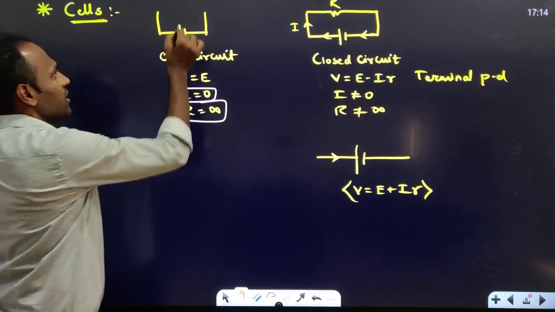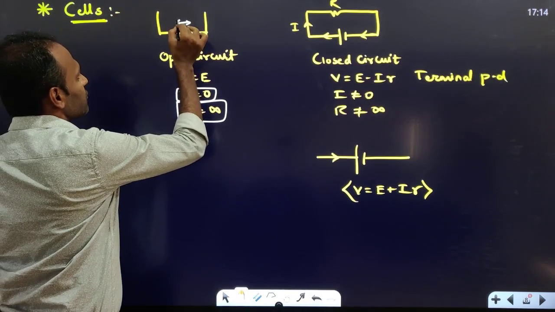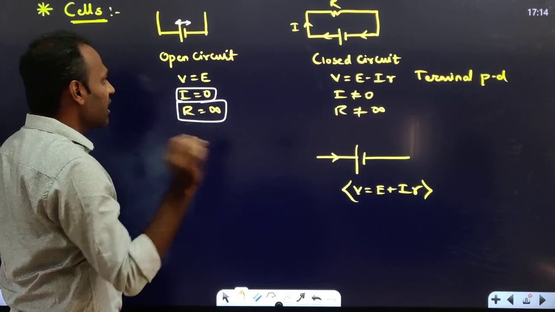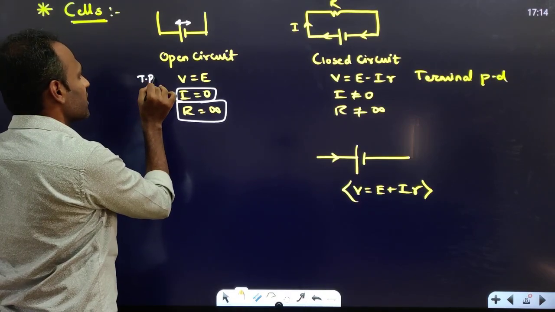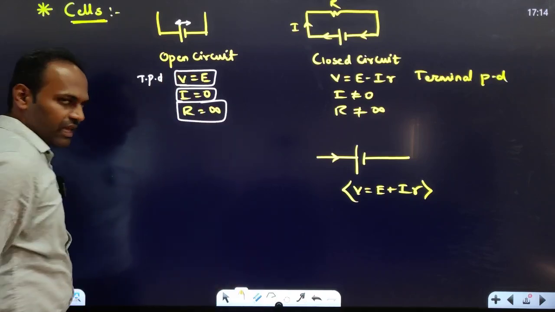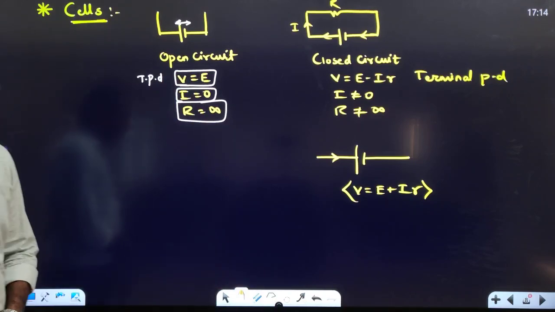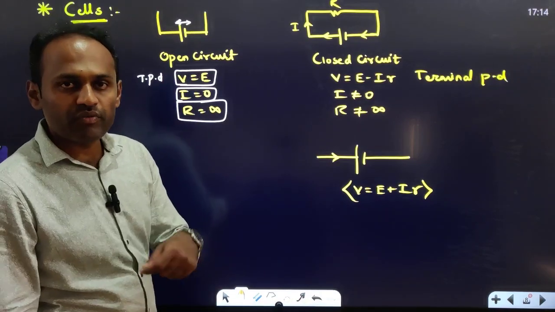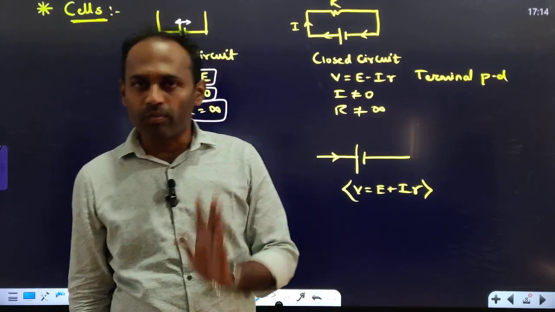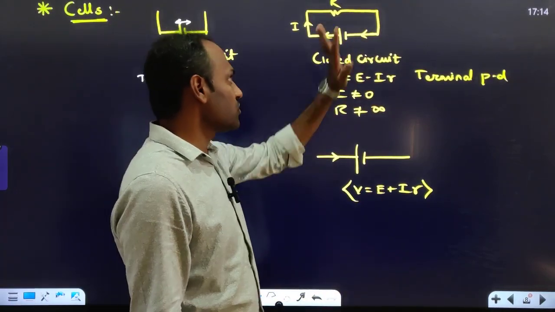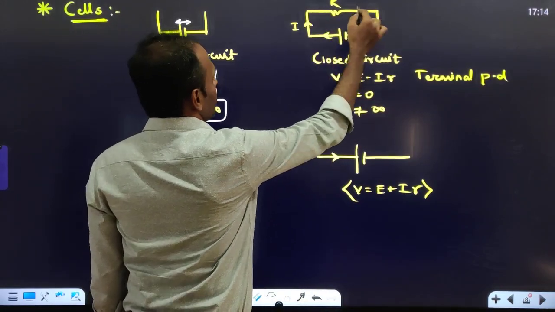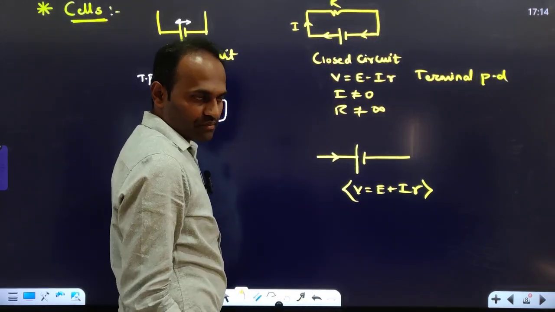And in this case, the potential difference between the terminals of the battery, the positive and negative terminal ನಡುವೆ the potential difference ಏನಿರುತ್ತದೆ ಅದಕ್ಕೆ terminal potential difference ಅಂತ ಕರೀತಾರೆ. That terminal potential difference will be equal to EMF of the cell. It means we can define EMF like this also. EMF of the cell is the potential difference between the terminals of the cell when it is in open circuit, right? Okay, in closed circuit, there is a continuous connection from positive to negative terminal of the battery, correct?